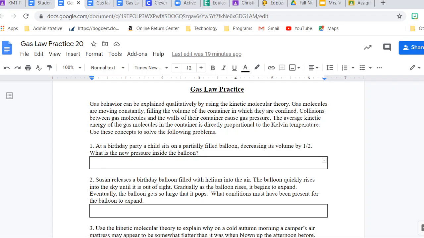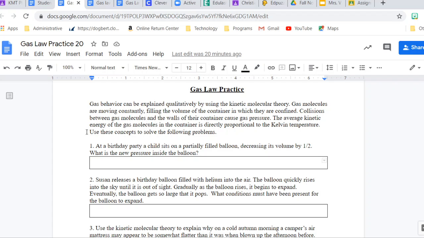Now you're going to more conceptually apply them in this gas law practice, and then the second part, mathematically actually apply them. So as it says, gas behavior can be explained quantitatively by using kinetic molecular theory. Gas molecules are moving constantly, filling the volume of the container in which they are confined. Collisions between gas molecules and the walls of their container cause gas pressure. So as they hit those walls, it increases the pressure, and you'll see that in the FET.